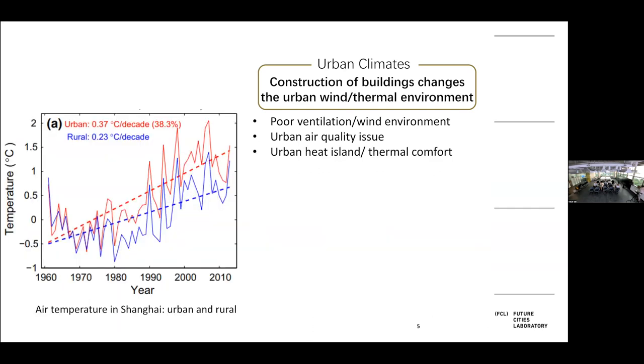Here is the air temperature in Shanghai, and we can see that the average air temperature every year in the urban area increases much faster than that in the rural area. This is because the construction of the buildings modifies the energy balance between the urban canopy and the atmosphere above.